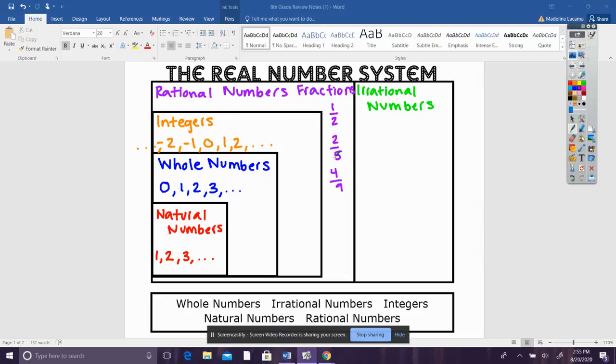Now it can include decimals, but it has to be a decimal like 0.25, because of course we know 0.25 is a fourth. Or it could be something like 0.666 repeating, because 0.666 repeating is the same thing as 2/3. So I'm also going to include repeating decimals.